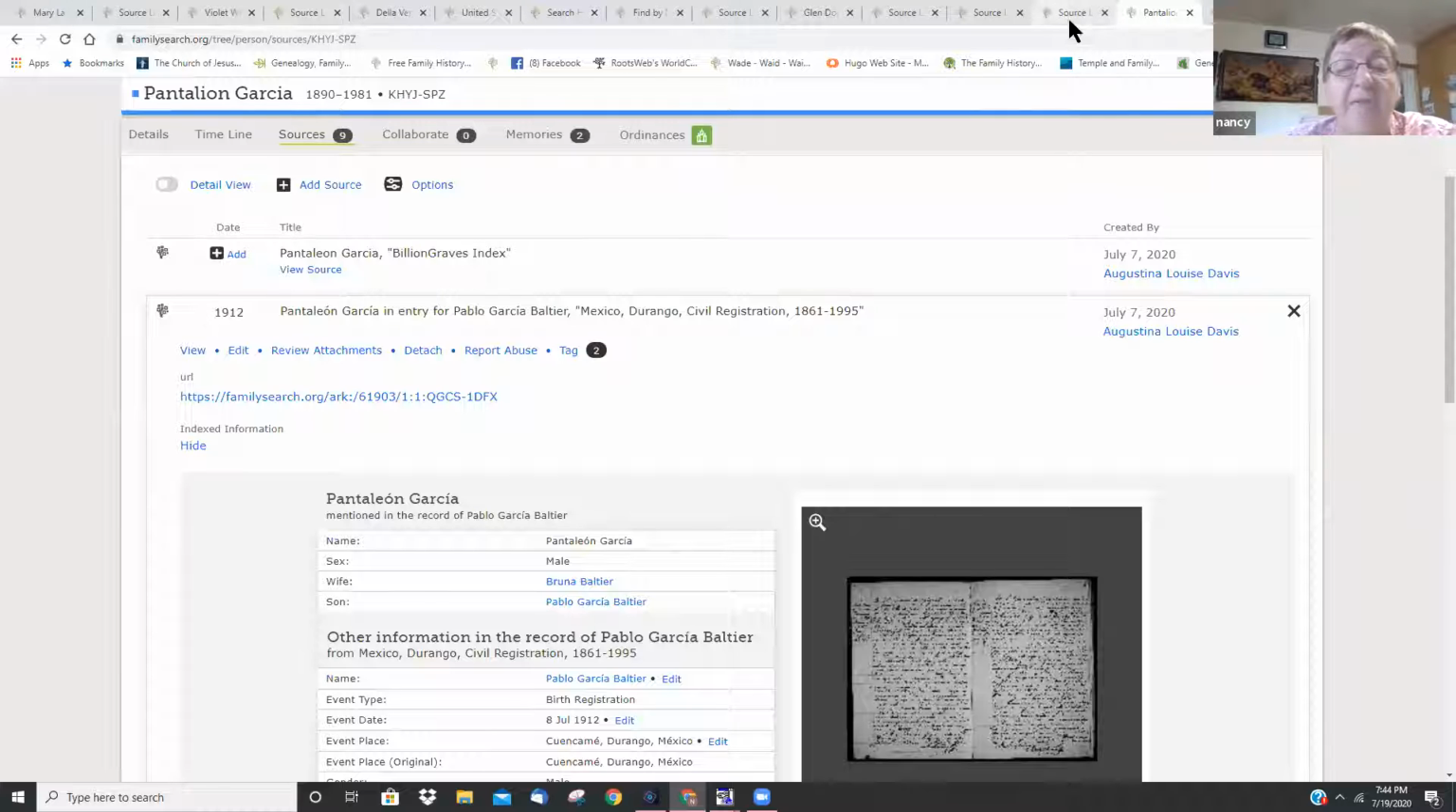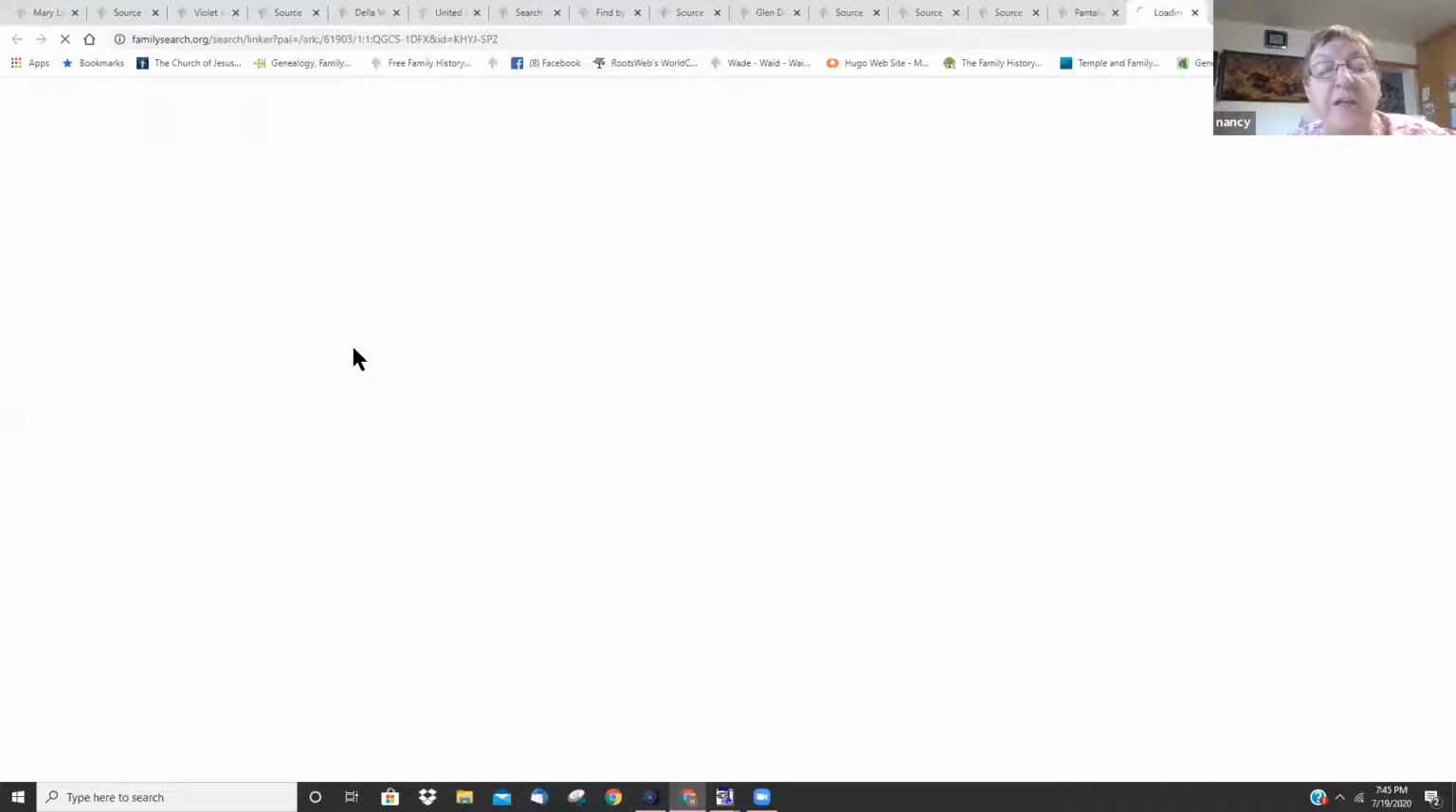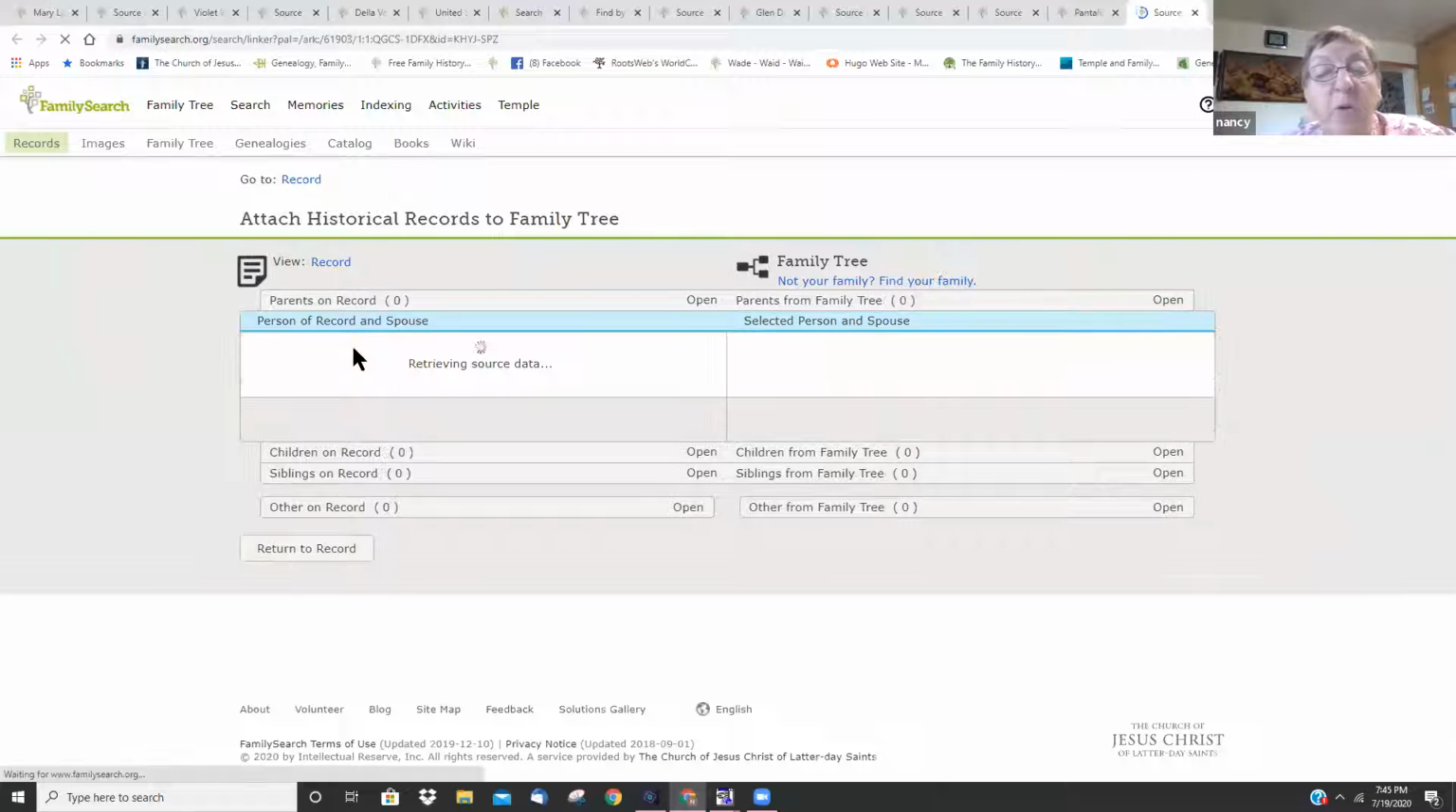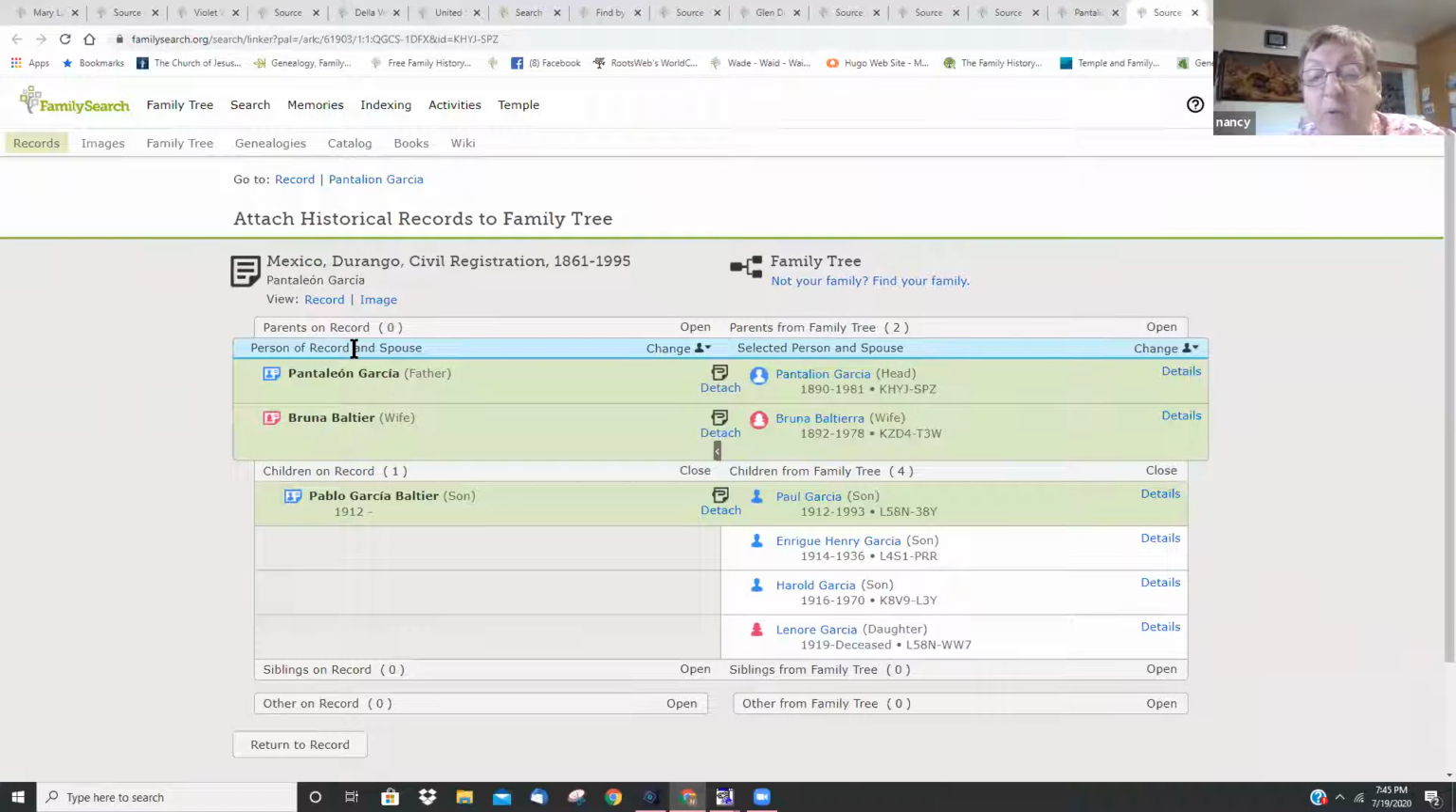But here is one that I did learn more from. And Augustina is here. She's one of our workers in our Family History Center, and I was helping her follow through some sources. And she had a hint for Pantaleon Garcia in the Durango, Mexico birth records and civil registration. And so we wanted to attach those, and we did. We attached these records. And when we did it, we found out some very interesting things.